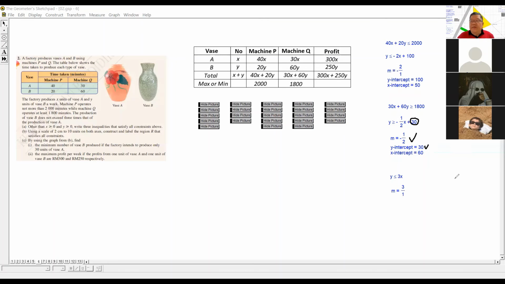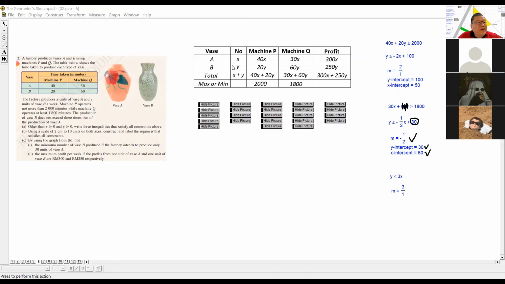Cannot see the x-intercept here. So in order to find the x-intercept, you close this. 30x equal to 1800. So x is equal to 1800 divided by 30. So 1800 divided by 30, the answer is 60. So the x-intercept is 60. Okay. Any questions so far? No question, then we go on to the last constraint.